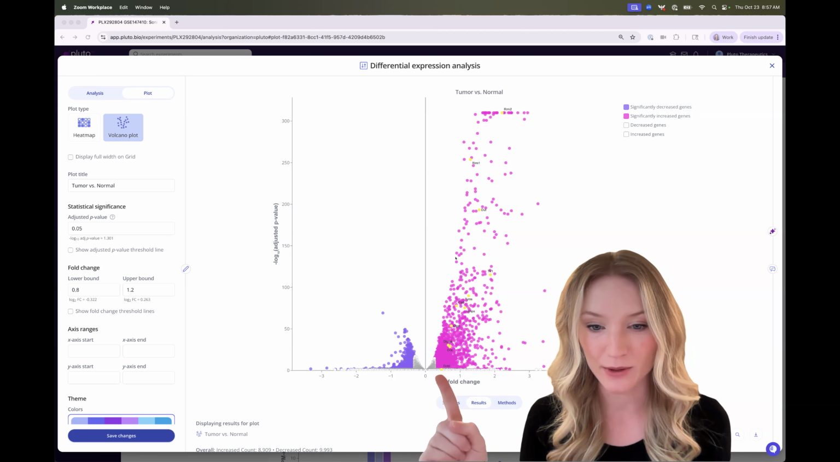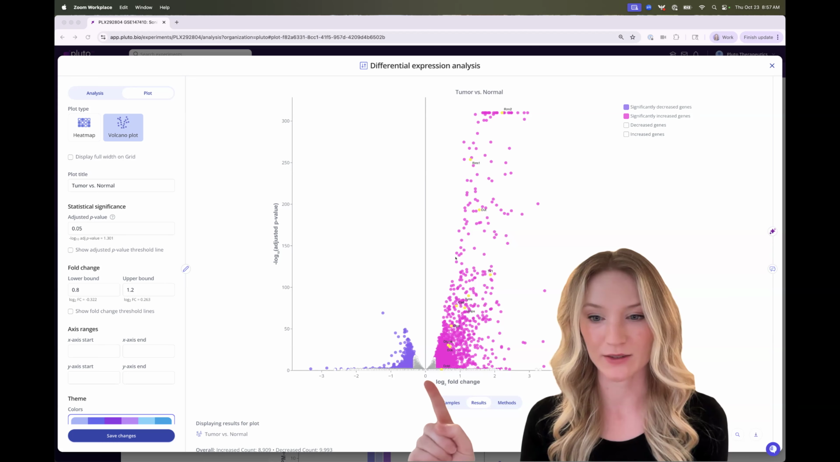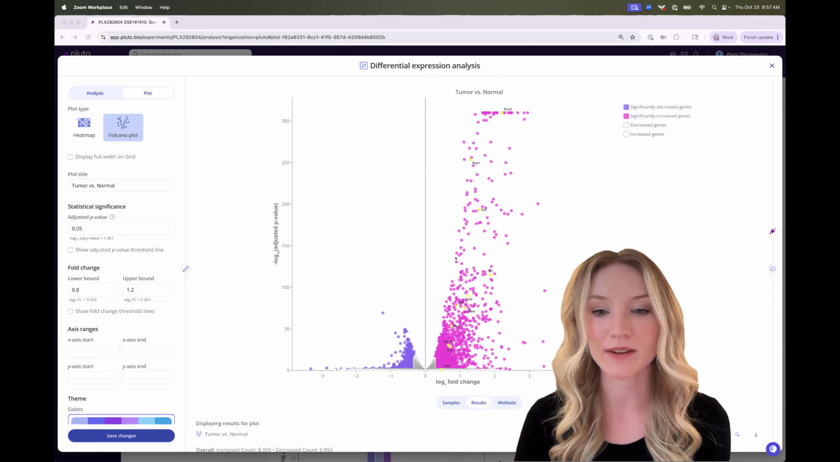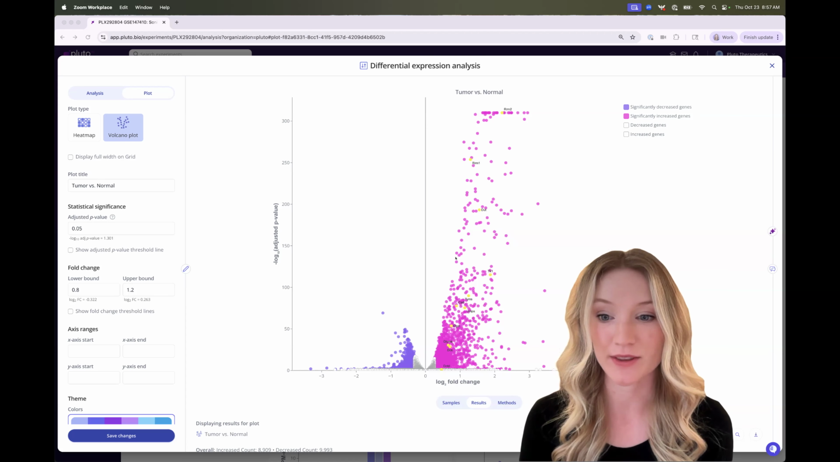It's unlikely that we'd want to look at these genes that are kind of close to the middle and not really statistically significant on the plot, because it's unlikely that they are contributing to the pathology there.